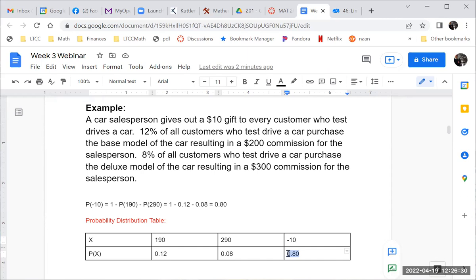And by the way, it's always going to have either two rows. You could write it in columns if you want, whatever fits better on what you're doing. So on this page, it fit better to write it in rows, but some people do it in columns if that fits better. But you should label it X and P of X. Any questions on the probability distribution table?